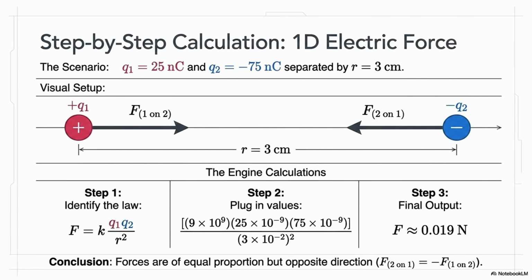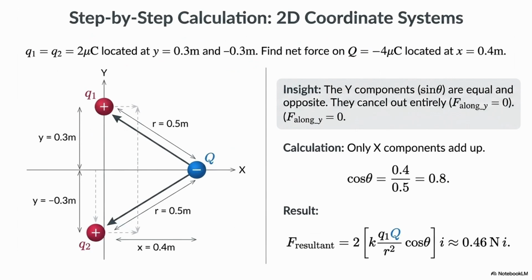Because the equation multiplies the charges together, the forces are... Okay, advancing to slide 9, we are adding a dimension. We're moving from a 1D line to 2D coordinate systems. When do forces cancel? Imagine an x and y axis.